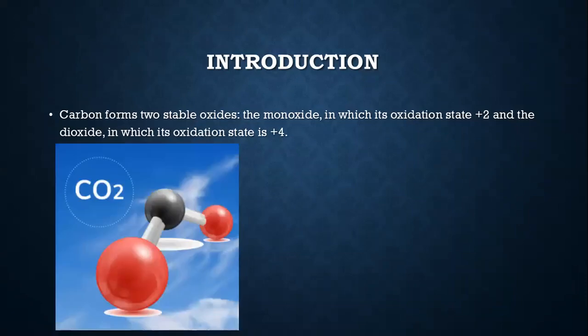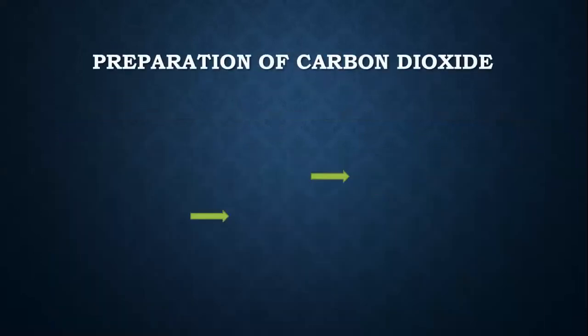As you can see here, we can have the formation of CO2, carbon 4 oxide, carbon dioxide, and we can also have the formation of carbon monoxide. So, preparation of carbon dioxide. How is carbon dioxide prepared in the laboratory? Let's talk about the laboratory preparation of carbon dioxide.